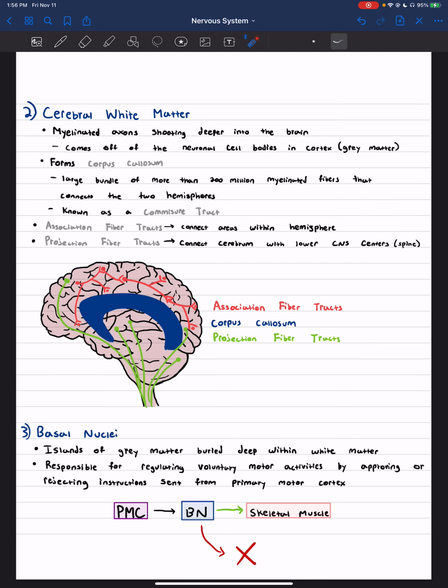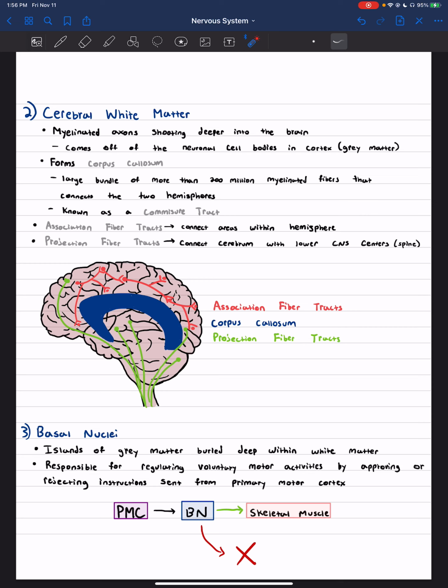So your cerebral white matter will also form the corpus callosum. Now, the corpus callosum is a pretty sizable bundle of neuron fibers that connects the two hemispheres of your brain. This is known as a commissure tract. There are several types of tracts. The two most prominent ones are your association and your projection fiber tracts. So your association fiber tracts will connect areas within your brain hemispheres, and your projection fiber tracts will connect your cerebrum with your lower centers, such as your spine.